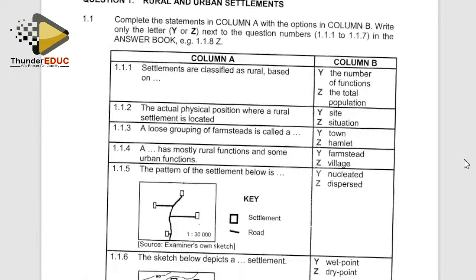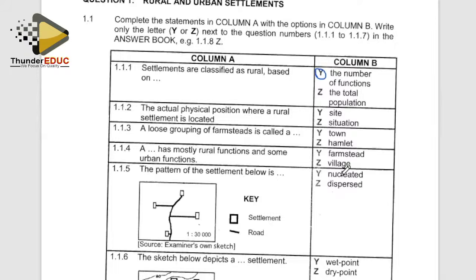Right, the first question is a matching column question, question number 1.1.1. Settlements are classified as rural based on what criteria? The main geographical reasoning that we use for the classification of the settlement is the number of functions. So for us to classify a settlement as rural, we check the number of functions provided by that particular settlement. We understand that the functions are fewer for a rural settlement and mainly primary, while we have many functions for urban settlements.